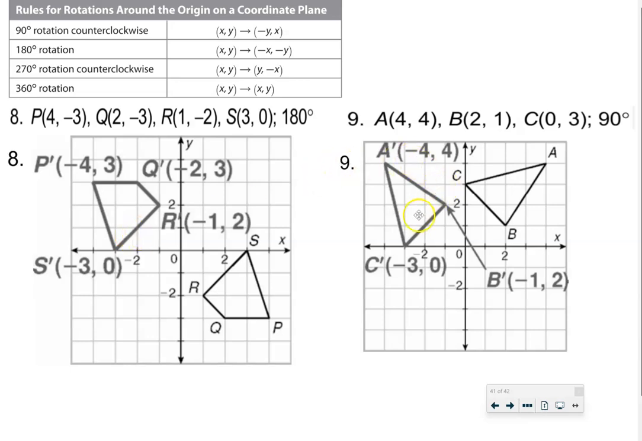Now over here on 9, we're rotating it 90 degrees counterclockwise. So what we're going to do is swap them and change the sign of the second one. So on A, if you swap them, they're both 4s. But we're going to make that first 4 negative because it was positive. B, 2, 1, we're going to swap it and make it 1, 2, and make the 1 negative, the opposite. And then 0, 3, we'll make it 3, 0, and make that 3 negative. So you got A, B, and C prime, and then you plot your points.